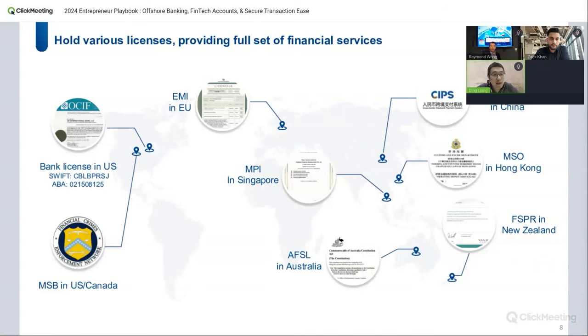Basically, we have our bank license in the United States, and we have payment licenses in Hong Kong, Singapore, Europe, and so on. So the full set of financial licenses allows us to serve clients from all over the world. It's not easy to get those licenses. So this is our first core capability, which we built across 5 years.